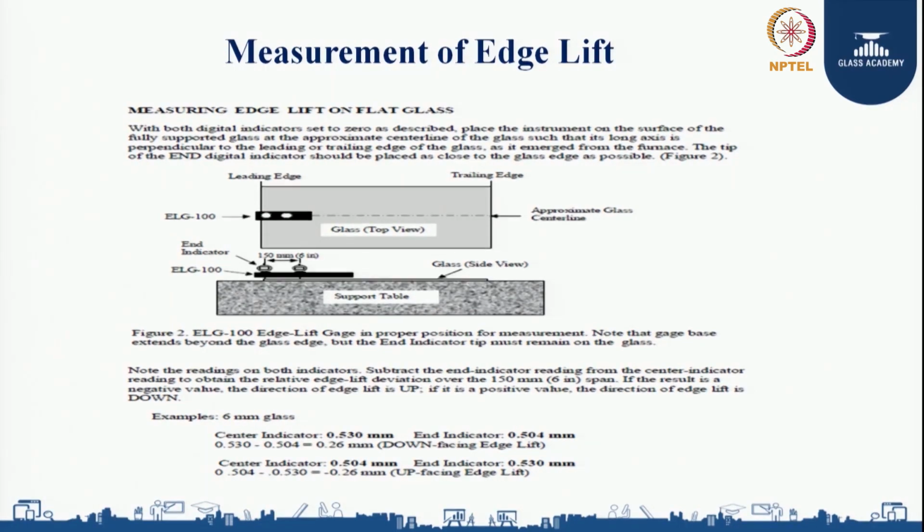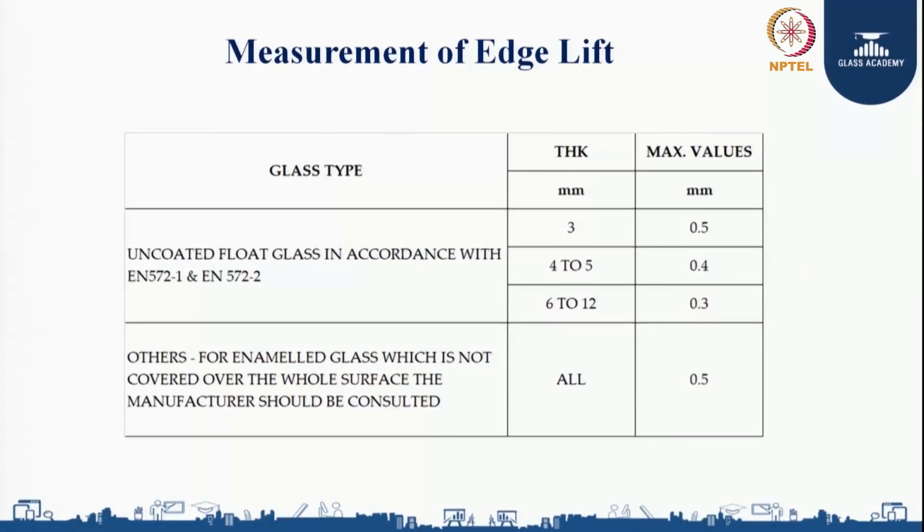I am getting the edge lift on the downside. The similar case: if my center indicator is 0.504 and end indicator is 0.530, when I am subtracting center indicator minus end indicator, if I am getting a negative value, which indicates my edge lift in the top surface. You can see the edge lift values as per the tolerances or the standards.